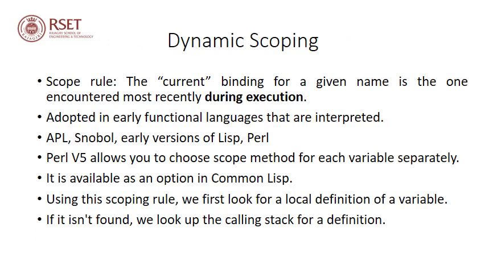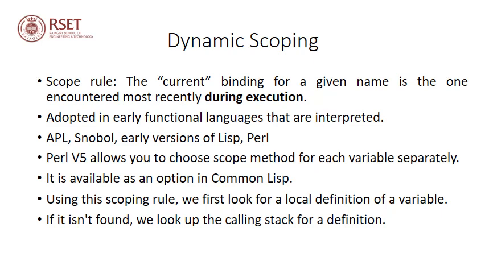So we have already discussed dynamic scoping. Let's just recap whatever we have learned. The scope rule in dynamic scoping is that the current binding for a given name is the one encountered most recently during execution. Remember that, look for the most recent binding of a variable in the case of dynamic scoping.